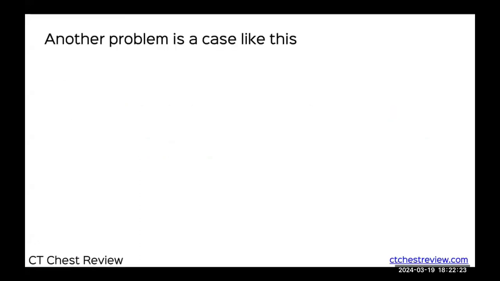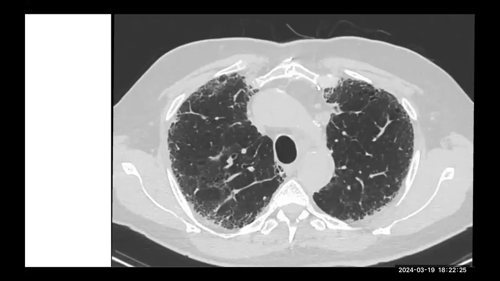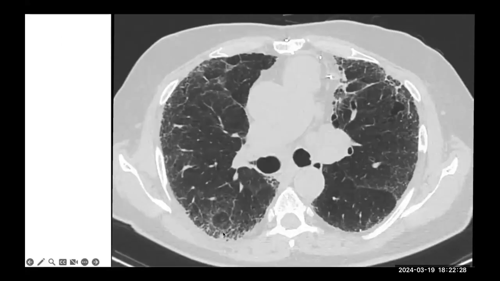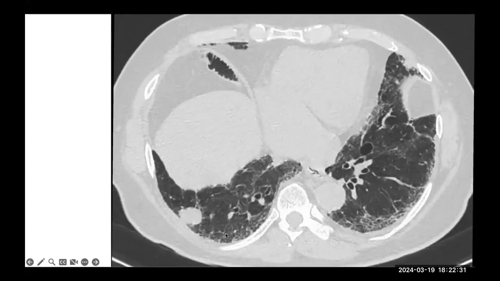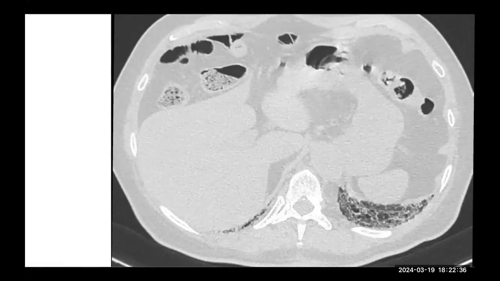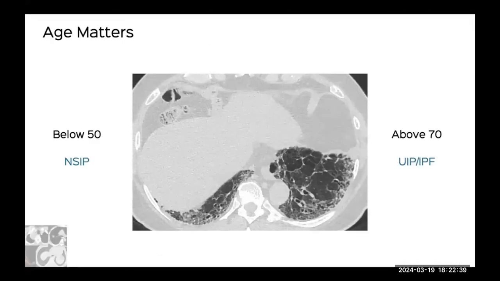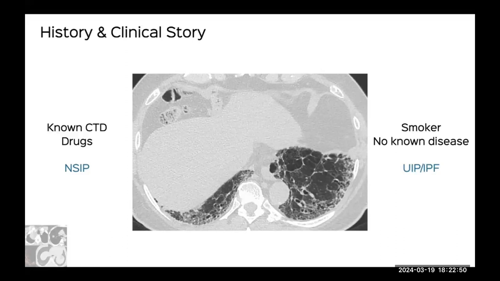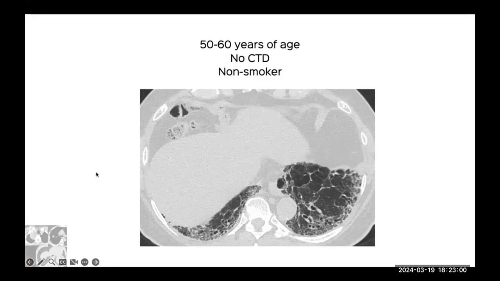Another problem that we keep getting asked about is a patient like this, where we have reticular opacities, traction bronchiectasis, no honeycombing. Let's ignore this nodule here. And then the question is, is this probable UIP or fibrotic NSIP? So if the patient is above 70, then we would call it UIP-IPF. If the patient is under 50, we would say this is NSIP. Same appearance, it's the clinical presentation that matters. If the patient is a smoker, no known disease, it's more likely UIP-IPF. Known connective tissue disease, patients on medications, etc., then it's more likely to be NSIP.